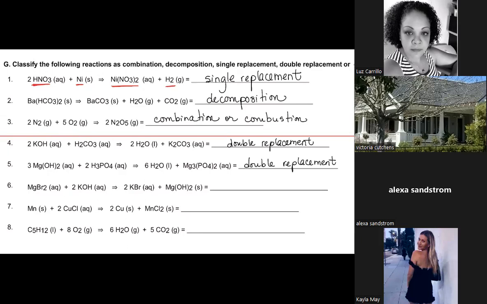Number 6, magnesium bromide and potassium hydroxide turn into potassium bromide and magnesium hydroxide. Excellent. This is another double replacement. We have solid manganese reacting with copper 1 chloride, making just copper, and then manganese 2 chloride. What kind of reaction is number 7? We see the manganese. Excellent. This is a single replacement.